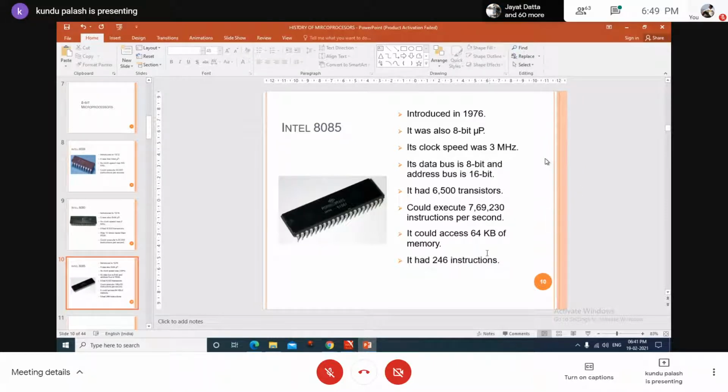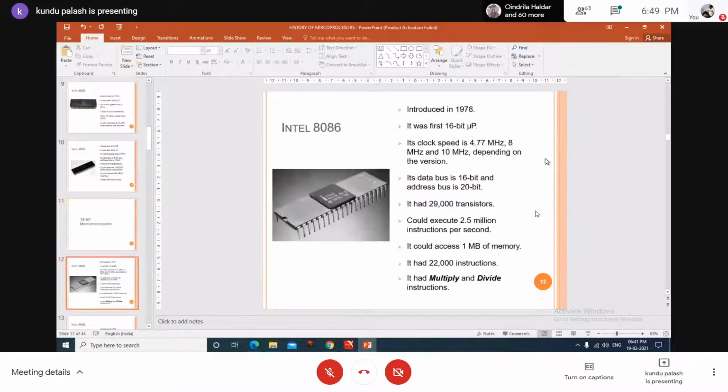So the 8085 can access 64 kilobytes of memory. Kilobytes means the volume of the memory. It can perform arithmetic and logical operations with the help of 246 types of instructions. The instructions have been designed by the manufacturer Intel Corporation. So this is historically the first kind of 8-bit microprocessor.